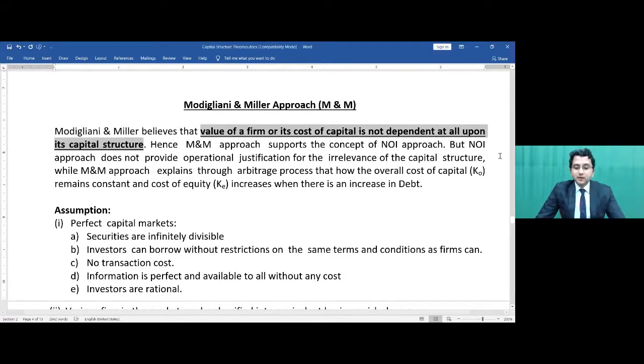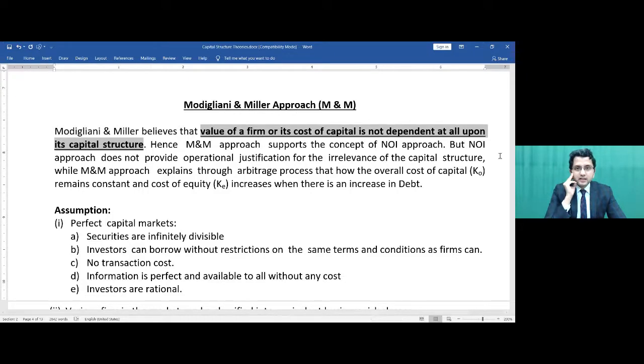All right. So the NI approach was saying that even a slight change in the amount of debt will result in a change in overall cost of capital and wealth of the company. Therefore, you need to be very careful while deciding capital structure. On the other hand, the conclusion of the Modigliani and Miller approach is just the opposite.